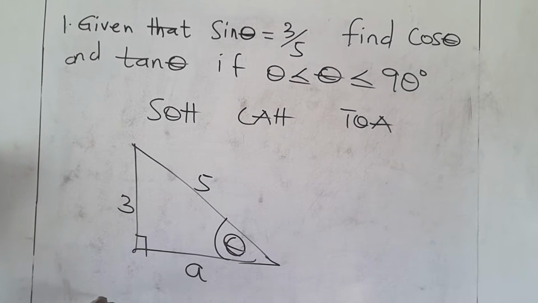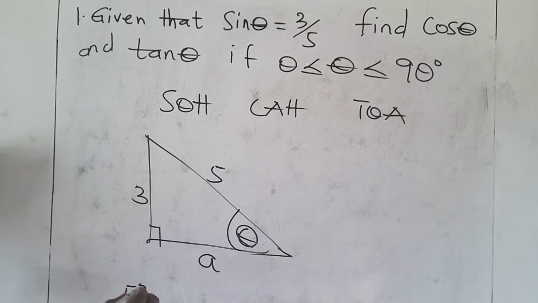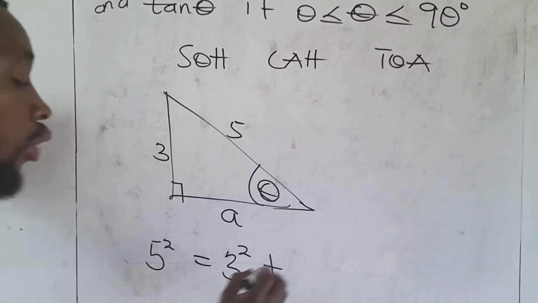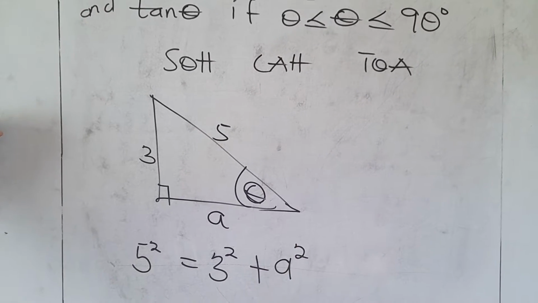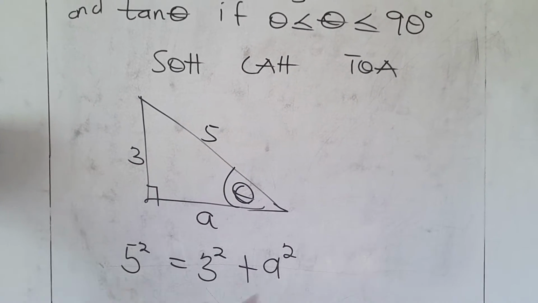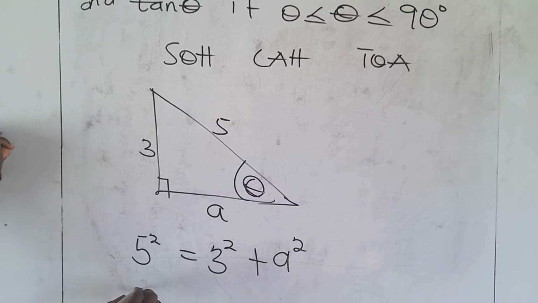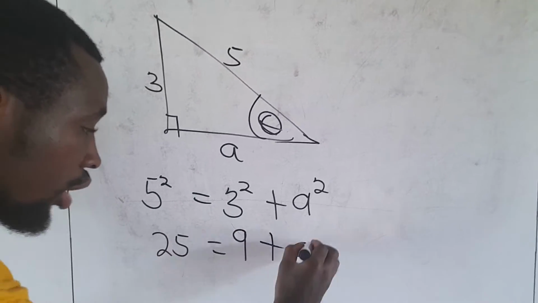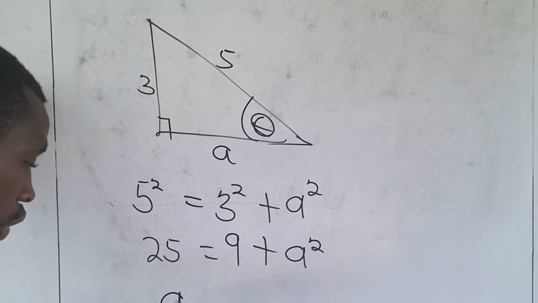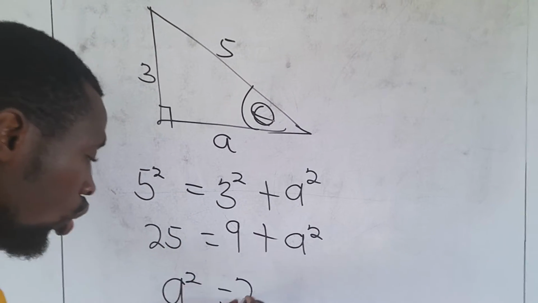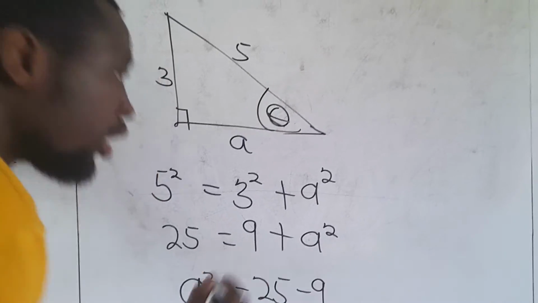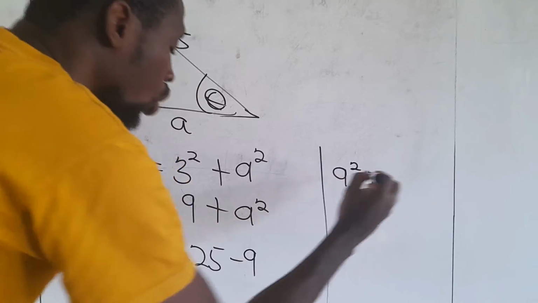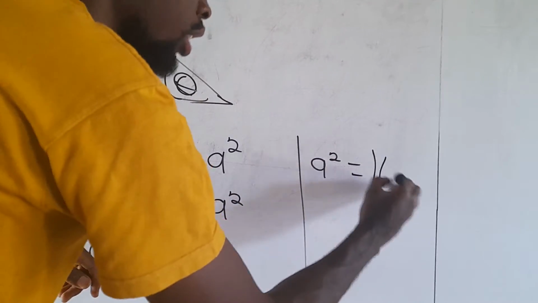From Pythagoras theorem, we say 5 squared, the hypotenuse squared, is equal to the sum of the squares of the other sides. So 5 squared is equal to 3 squared plus A squared. 5 squared is 25, 3 squared is 9, plus our A squared. So A squared is equal to 25 minus 9, which is 16.